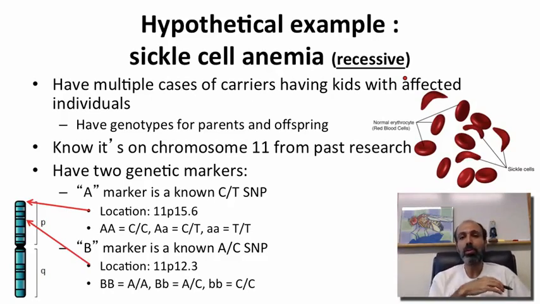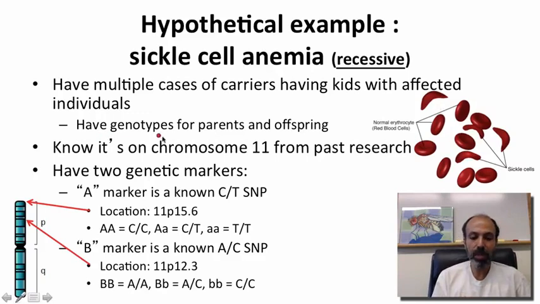Now let's imagine you're surveying a lot of families, and you have multiple cases of carriers, these individuals that we know are heterozygous for the disease, having kids with affected individuals. When I say affected individuals, I mean ones who actually have the disease. So you're crossing somebody heterozygous for the disease, the carrier, with somebody homozygous for the disease. So this is, again, just like the test cross we did before.